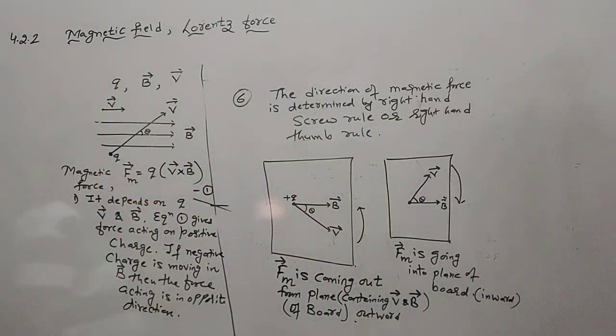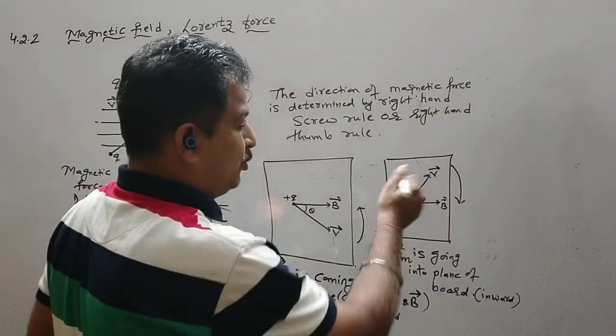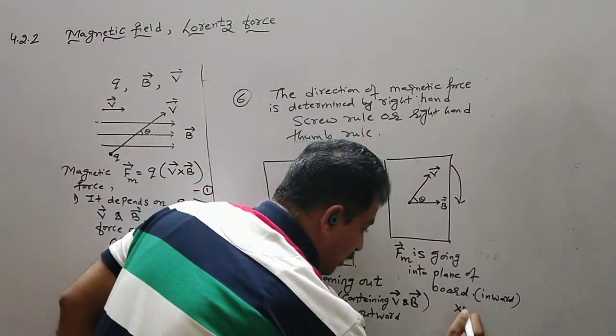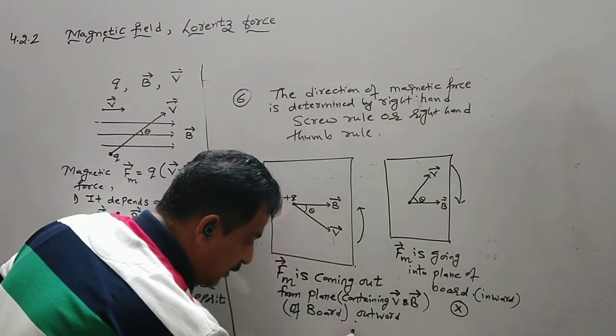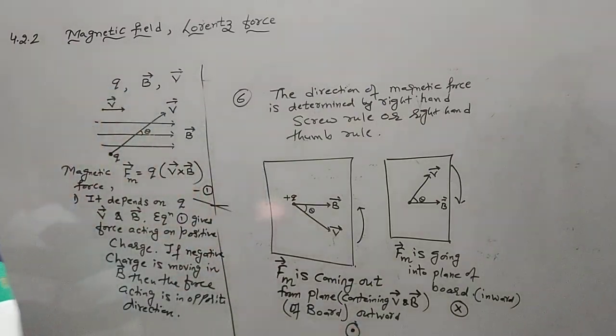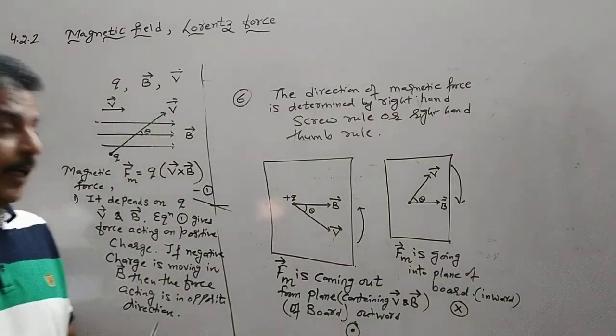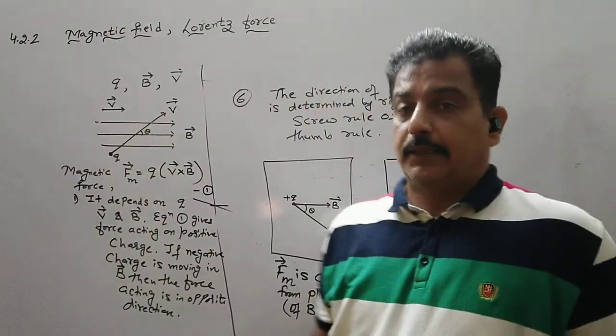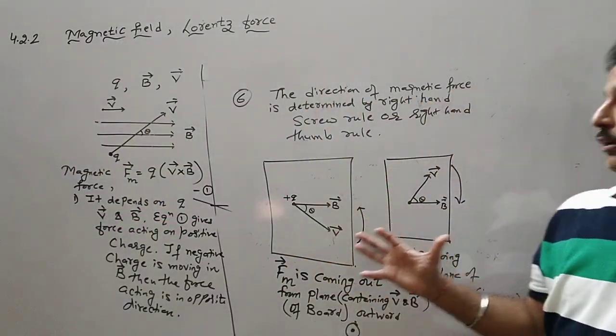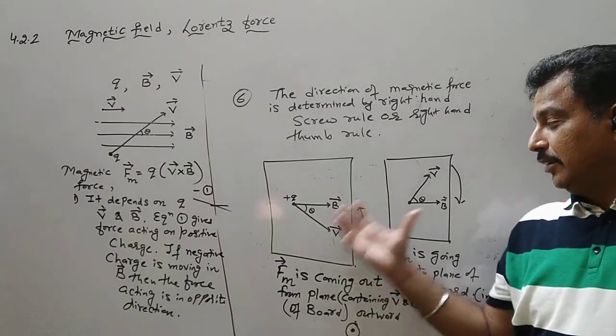So we have discussed in the first lecture, if something is going into the plane, it was denoted by a cross, and this should be denoted by a dot. That is the direction of the force acting on a charged particle. Now this is how we apply the screw rule.